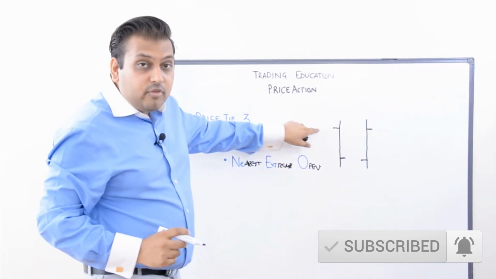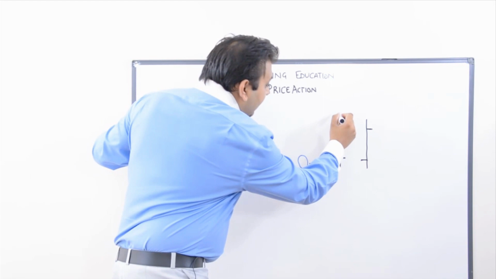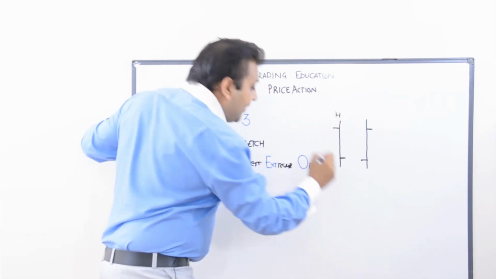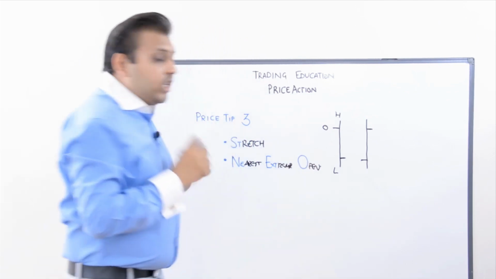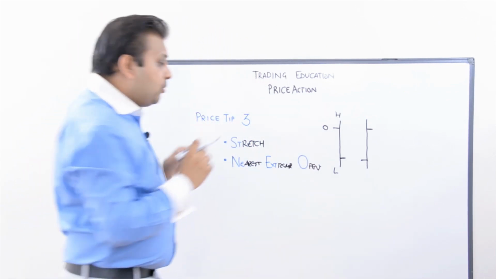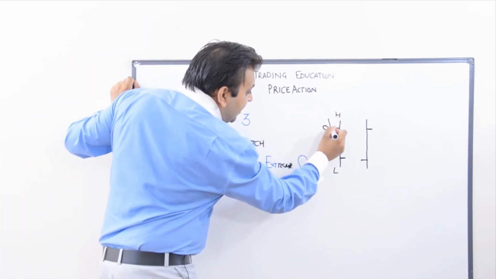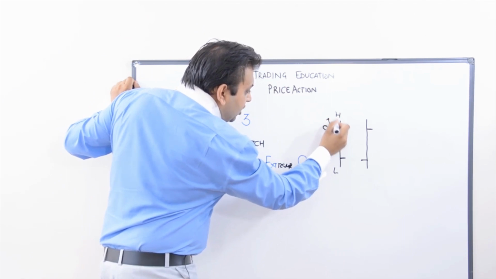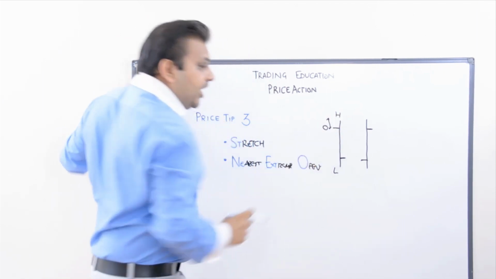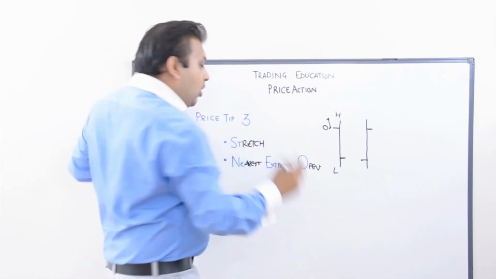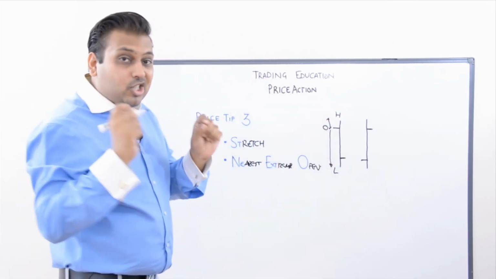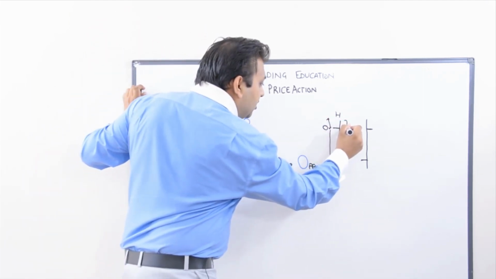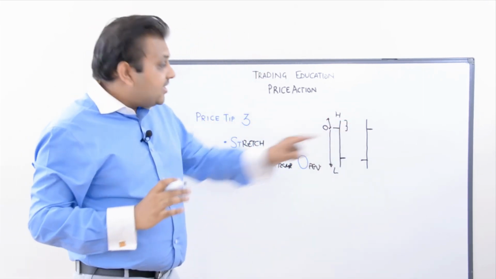On this bar over here, you can see quite clearly that the high is here and the low is here. The open is here. Which one is the nearest extreme to the open? Well, of course, in this case, it is the high. This extreme from the open to the high is less of a distance away than the open to the low is. So in this case, the stretch is in this part of the bar. Okay? Let's now look at the next bar.